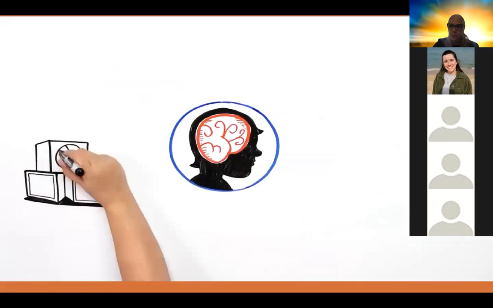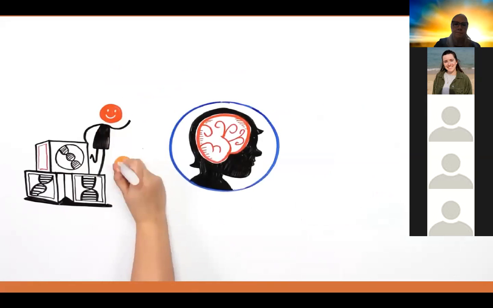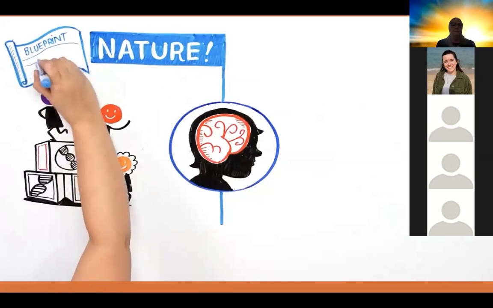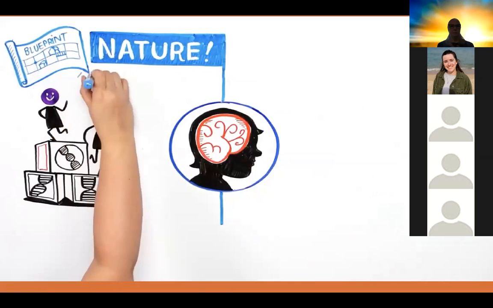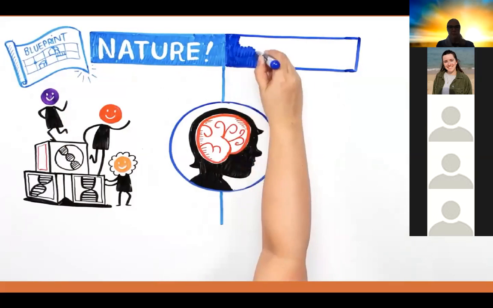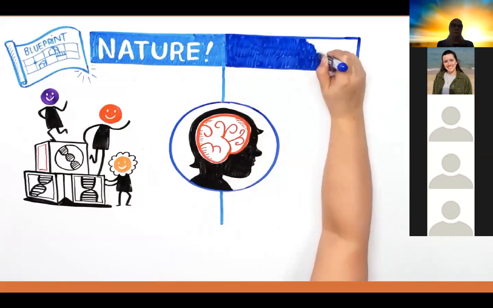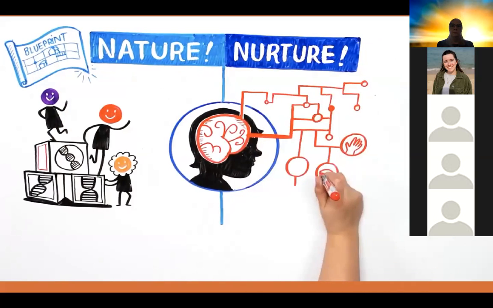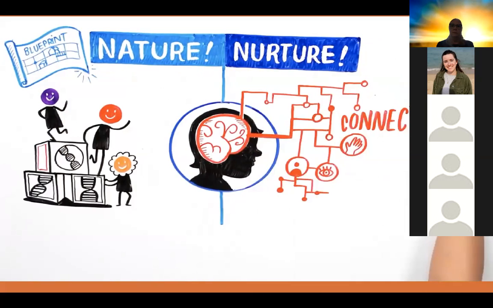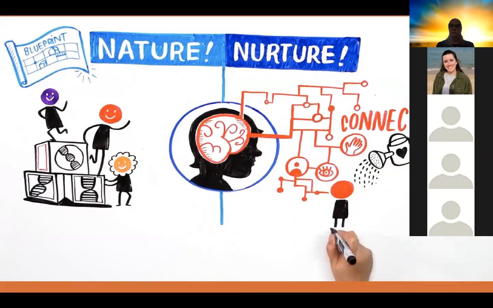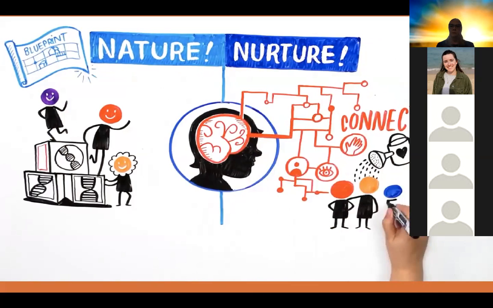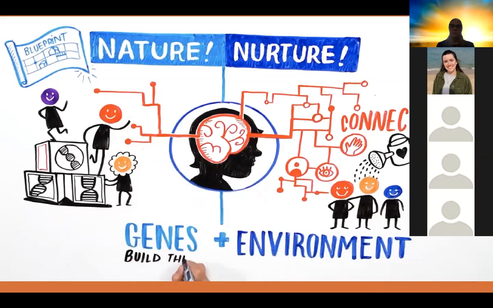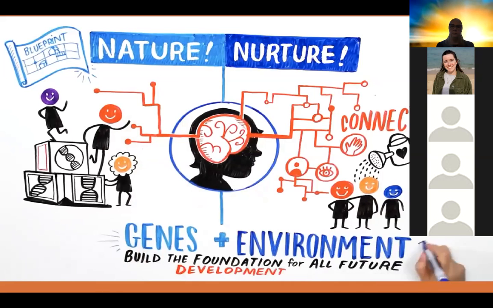A child's experiences early in life are important building blocks for the developing brain. Genes, nature, are like the blueprint. They provide the basic framework for brain development. However, genes do not design the brain completely. Environmental influences, nurture, fine-tune how the brain works by shaping which brain connections get used. Connections that are used more grow stronger and more permanent, whereas ones that do not get much use fade away. Together, genes and the environment build the foundation for all future development.